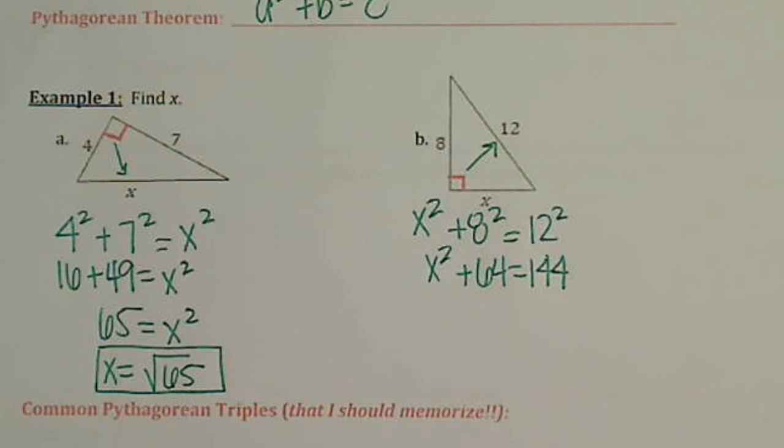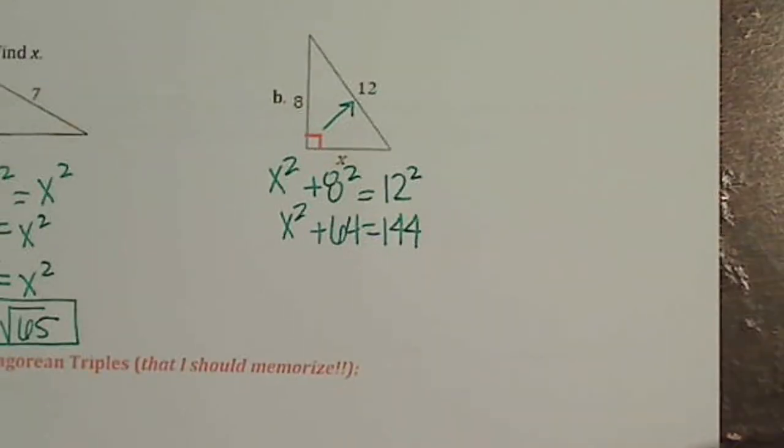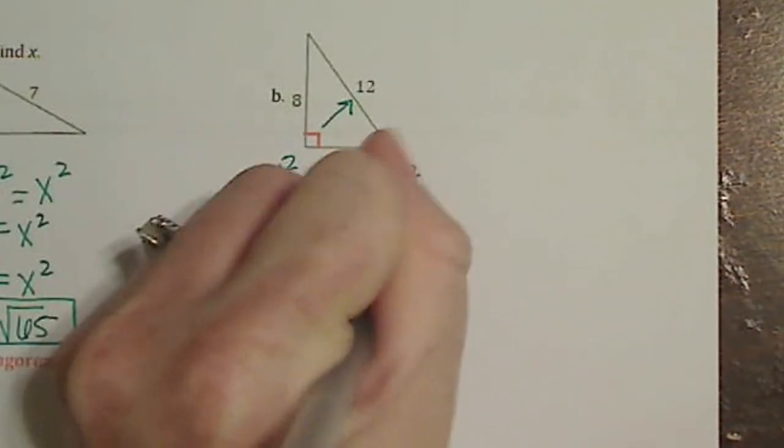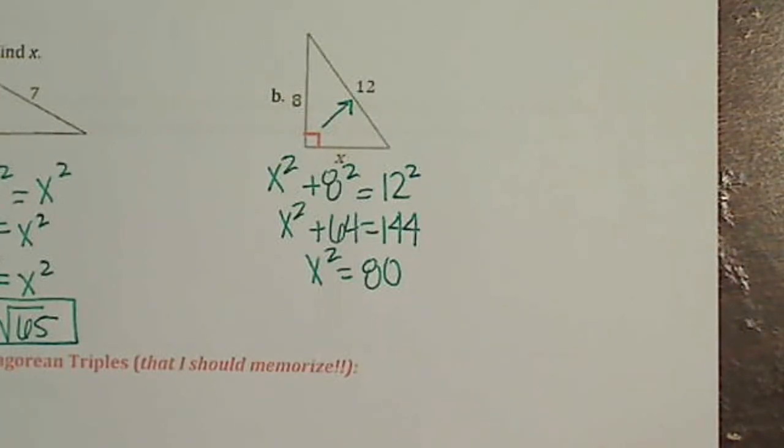So how can I find x squared? I can't just square root it like I did in the last problem. I've got to do a little bit of algebra and subtract 64 from both sides. So go ahead and subtract that, and you will get x squared equals 80. So that's not a perfect square either, so that's also a not nice, ugly decimal.